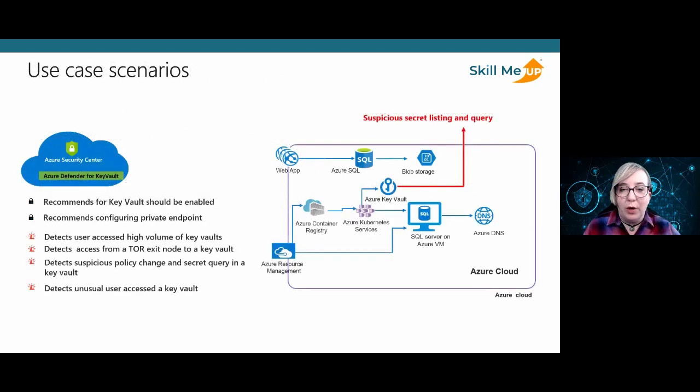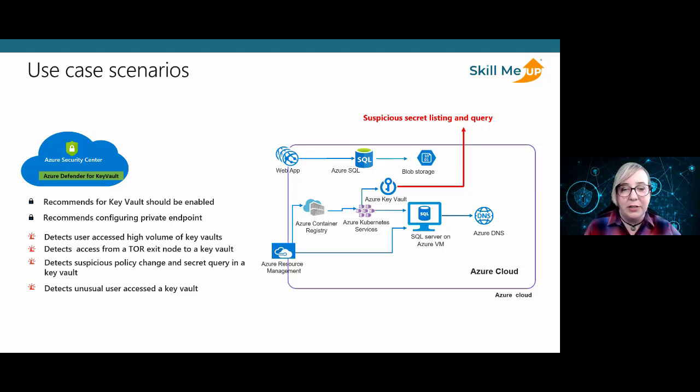So the use cases we want to kind of track, right? So we want to recommend that Key Vault is enabled related to Azure Defender. You want to also probably configure it with a private endpoint. That's a newer feature in Azure, and I think a lot of customers are gravitating towards it just because of the fact that prior to that, it was a publicly accessible service since it was a PaaS service.